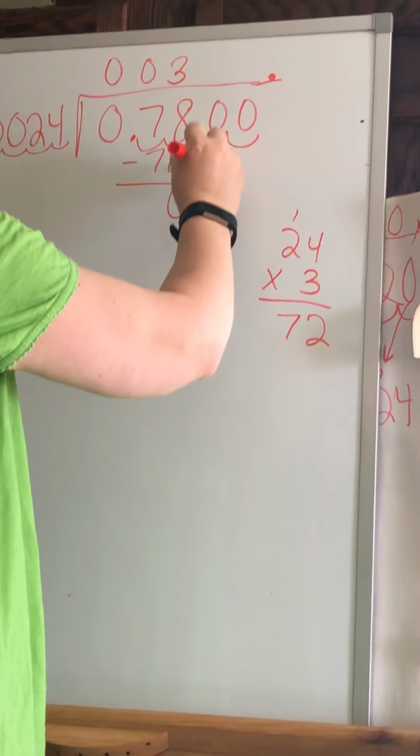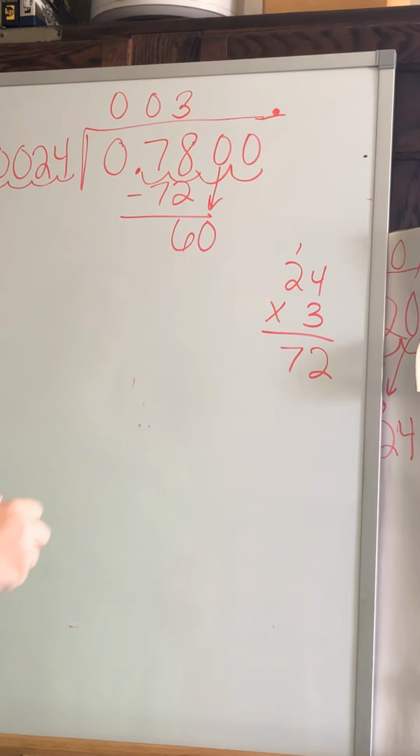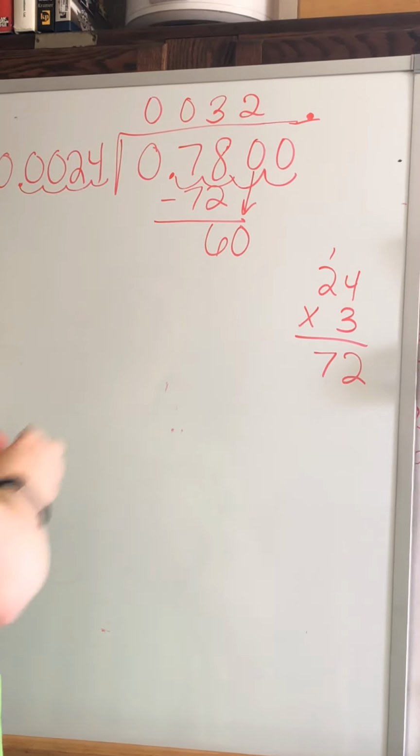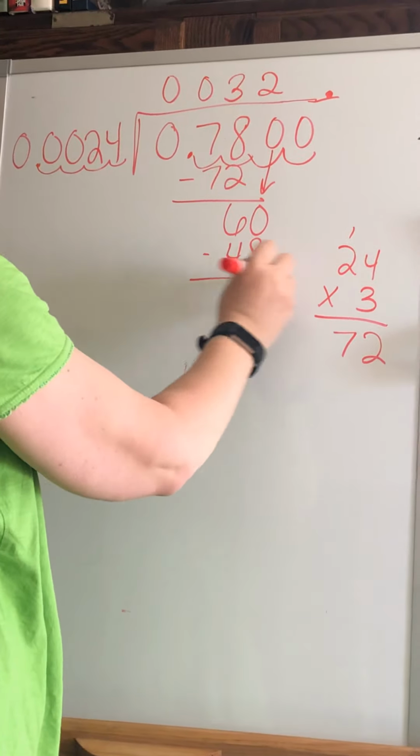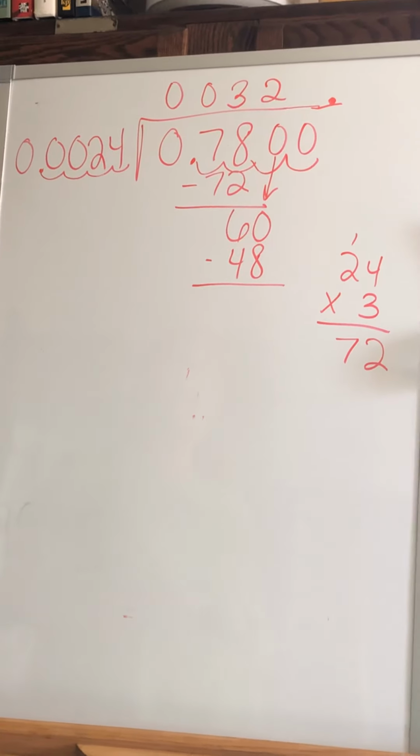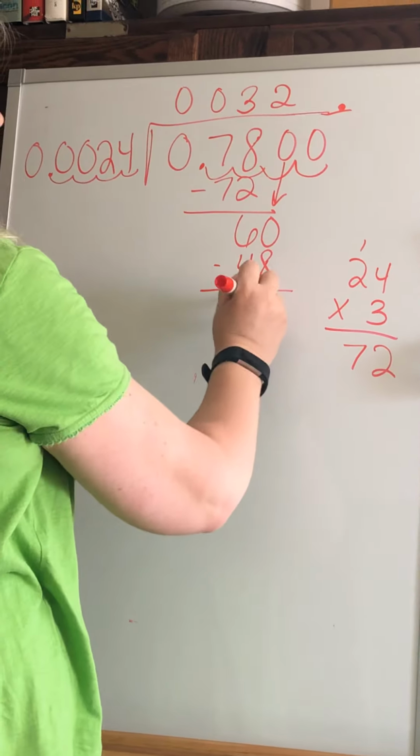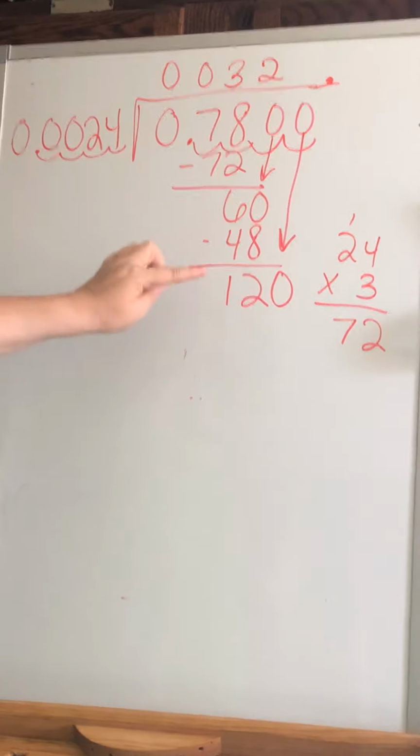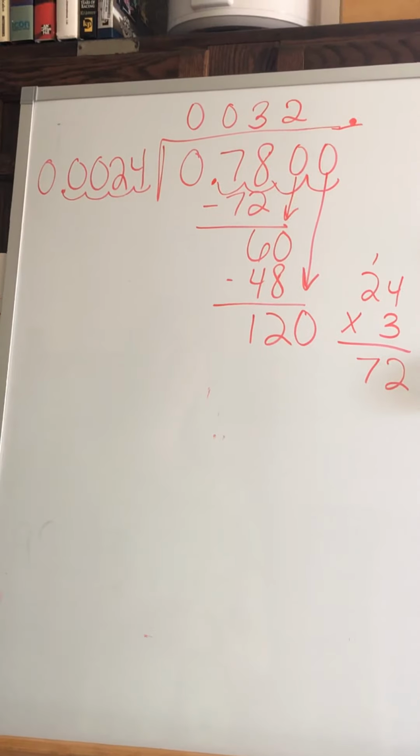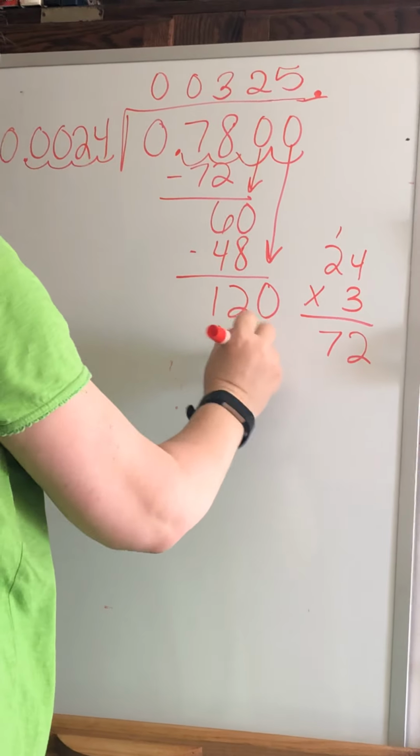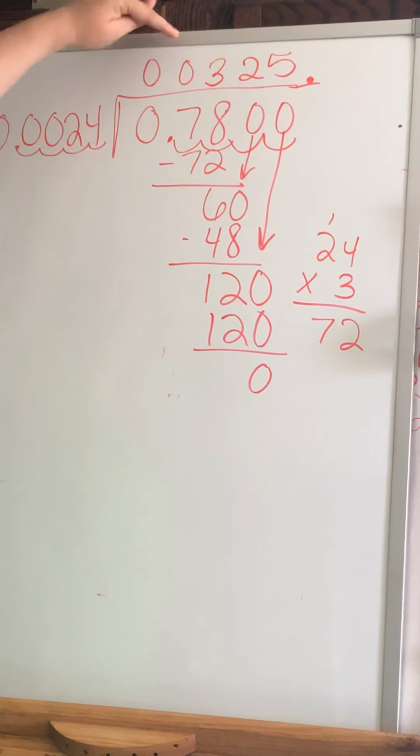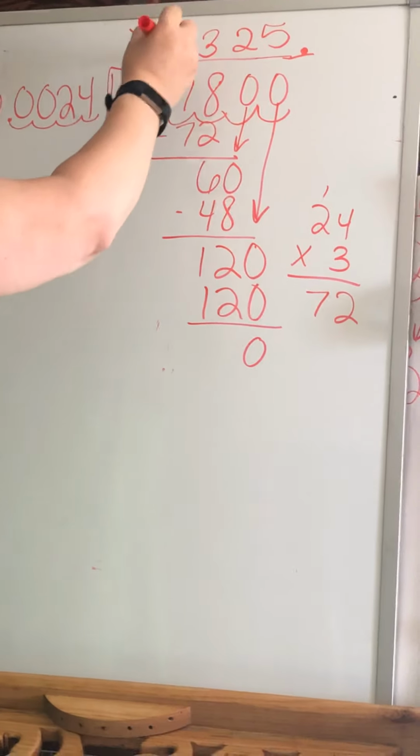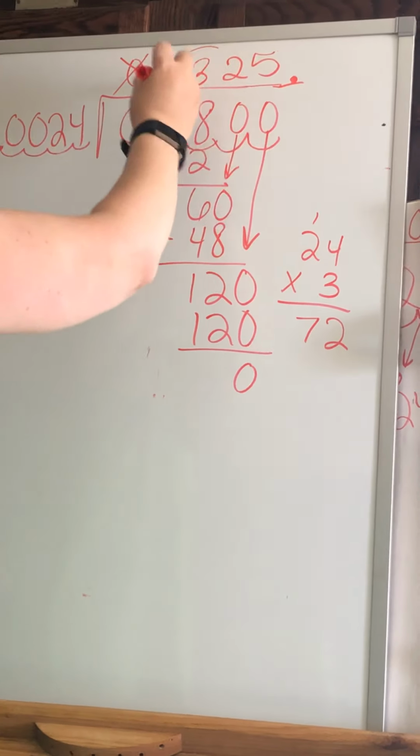And bring this 0 down. 24 goes into 60 2 times. 24 times 2 is 48. And then 60 minus 48 is, well, it's 12. We got 1 more 0 to bring down. 24 can go into 120 5 times, and that comes out with nothing left over. So, what is our answer? Well, we get rid of this 0, we get rid of this 0, and our answer is 325.